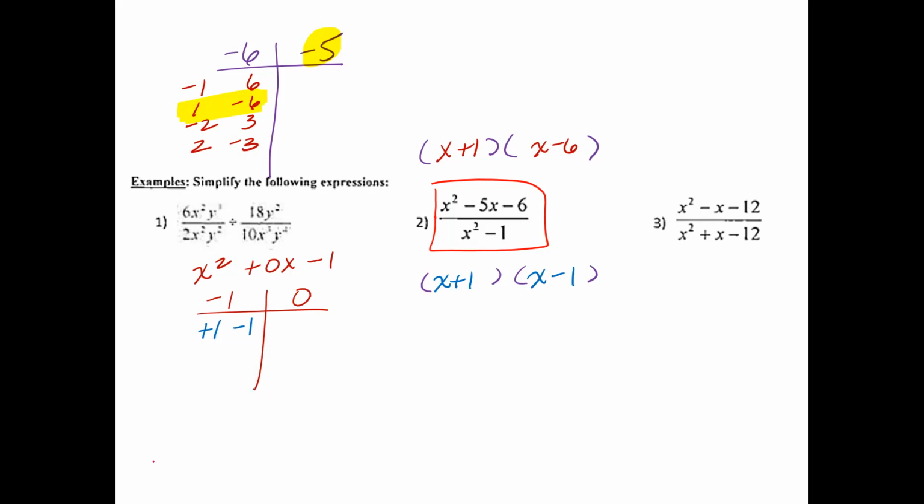And then once I have that, what can I cancel top and bottom? Is there anything that's exactly the same that I can cancel? Yeah, those two right there. So then I'm going to cancel that. And then your answer is just x minus 6 over x minus 1. And that's it.